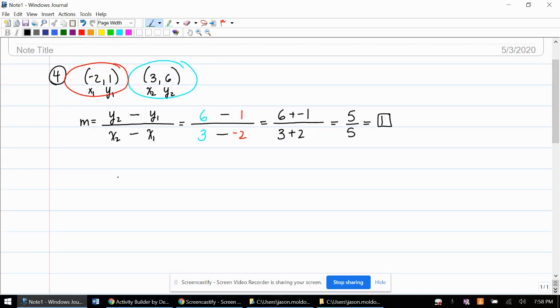And then the next thing we need to do is figure out what b is. So we're going to use our slope, which is 1. And the slide suggests using this point 3, 6, which will be x and y. And we're going to plug this into y equals mx plus b.